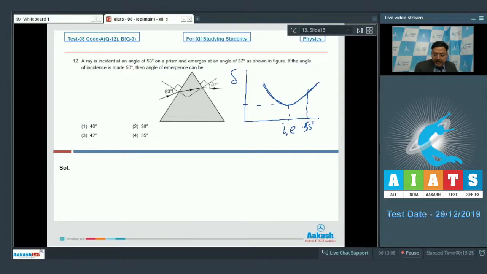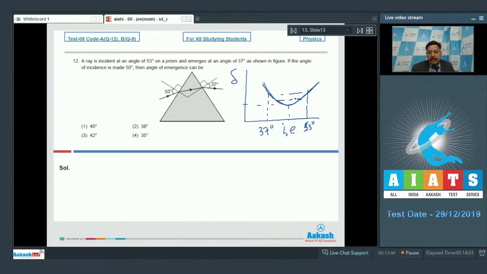So if the angle of incidence is 53 degrees, the corresponding value of the angle of emergence will be 37 degrees. This is the situation now. And what is being done? Well, the angle of incidence is reduced to 50 degrees. That means clearly from this side we are coming somewhere here. And two things are happening.